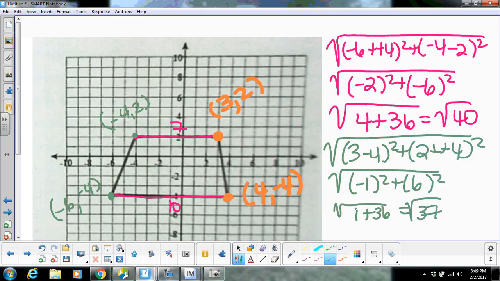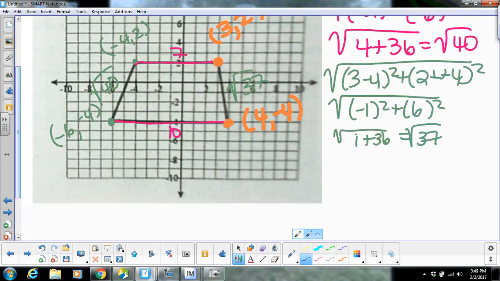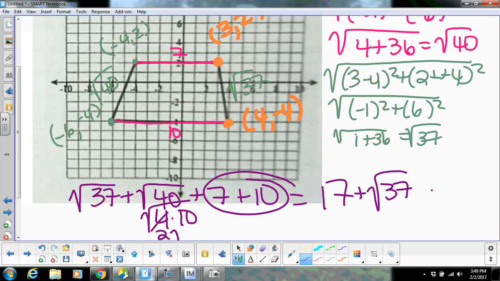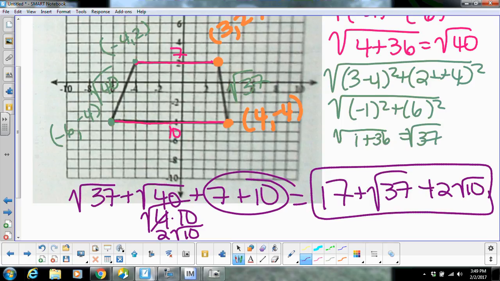Okay, so we got the square root of 37. So this is the square root of 37. This was the square root of 40. And we've got 7 and 10. Okay, so I'm going to come down here and I'm going to add all these together. The square root of 37 plus the square root of 40 plus 7 plus 10. Okay, I can put the 7 and the 10 together, which gives me 17. The square root of 37 is prime, so it's going to stay that way. 40 can be broken down into 4 times 10. So that's 2 radical 10. Any order you have those in is fine as long as you have those 3 values.